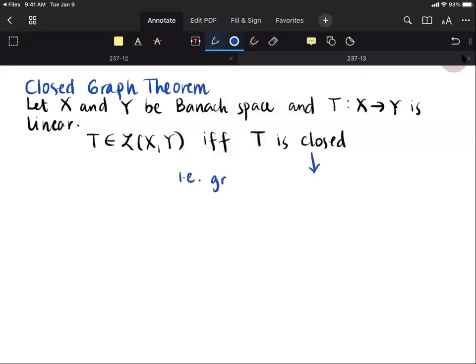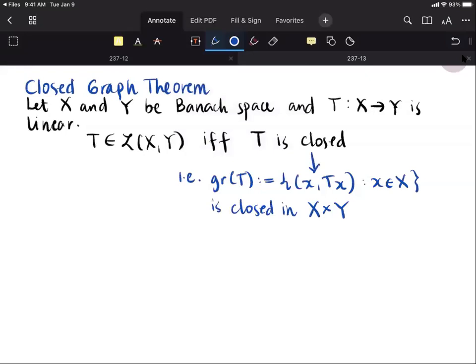That is, the graph of T. So what is the graph of T? This is the set of pairs of points (x, Tx), which is closed in the product topology X cross Y. So you can show that in fact these are equivalent. A map that sends closed sets into closed sets is equivalent to the closedness of the graph.